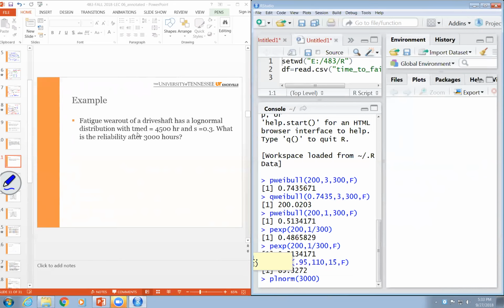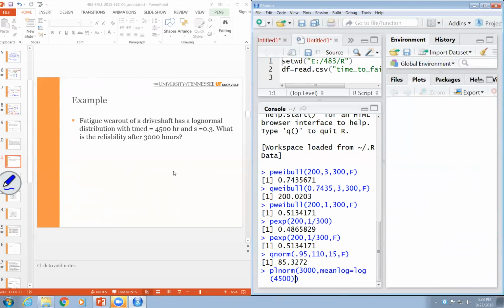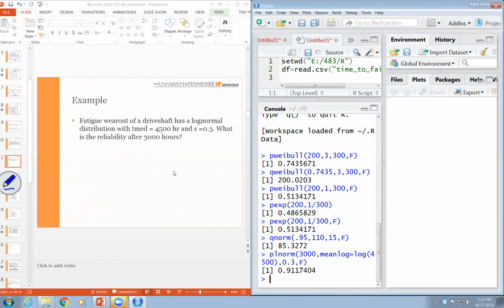3000, okay, perfect. And then we have two parameters. So the first one is meanlog. What do you put for that? Log of, excellent, 4500. So we have to take the logarithm. Why? Because the problem is giving me T med, right? I have to transform it into mu. Okay, good. And then what else? 0.3 for standard deviation. Oops. And then I want reliability. So F, right? So lower tail default. That is it. Excellent. All right.